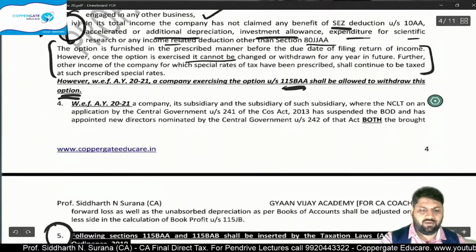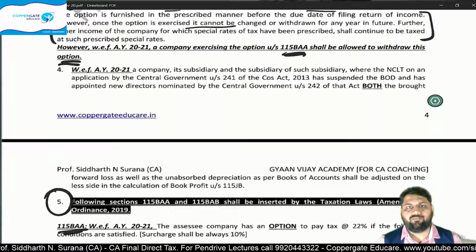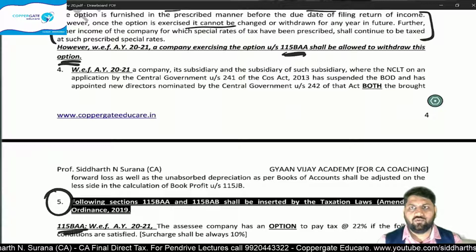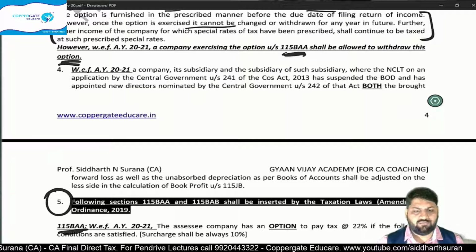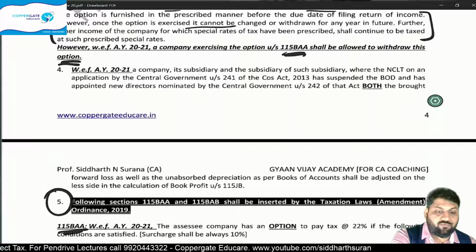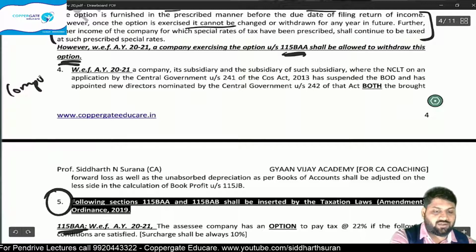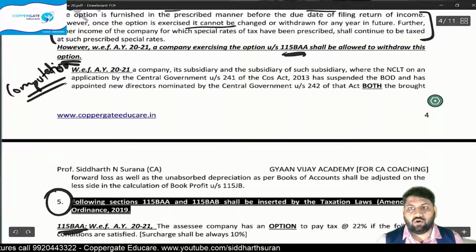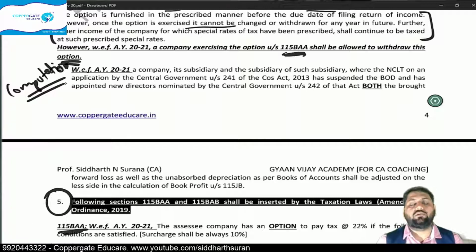And BAA, BAB, now we are on point 4. In point 5, we will be discussing the two new sections. Let's finish point number 4 first. When we are computing our book profit, this point number 4 is with respect to computation of book profit. First, I would like to make you recollect the existing rules. What is the existing rule of computation of book profit?